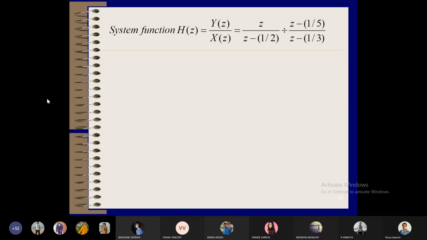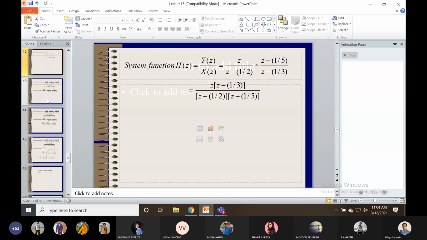So H(z) you are obtaining, and I am writing in the simplified form: z into (z minus 1/3) upon (z minus 1/2) into (z minus 1/5). Directly if you put e raised to j omega in this, you will obtain the frequency response. I would have written it here rather than at the end, because frequency response is obtained by putting z equal to e raised to j omega in the transfer function equation.